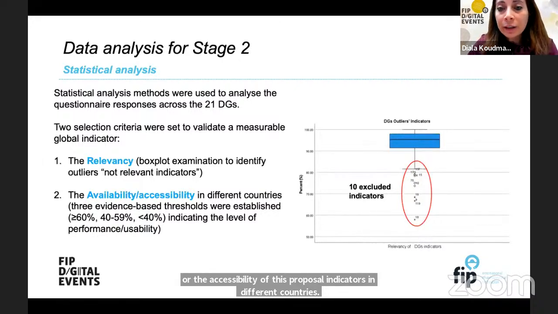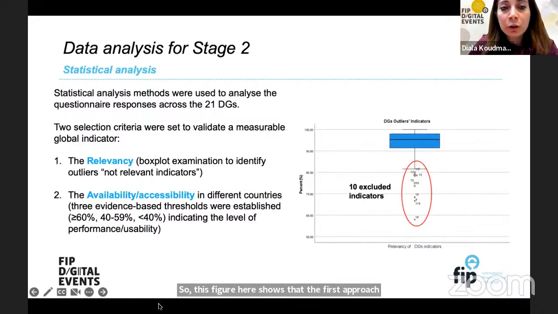So this figure here shows the first approach, which is the outliers detection using the box plot examination to identify the not relevant indicators. And the analysis resulted in the exclusion of 10 indicators from the initially proposed list, I mean from the 165 indicators.